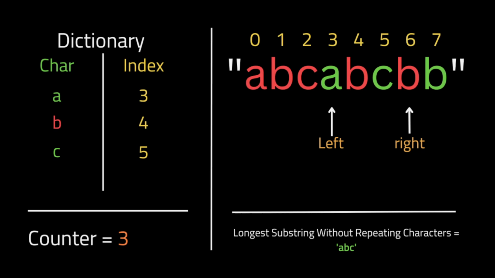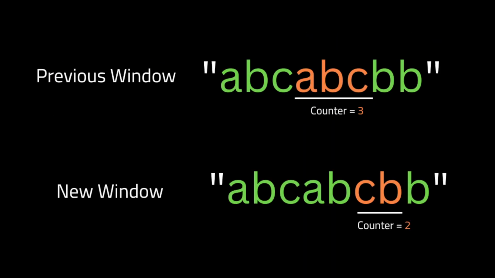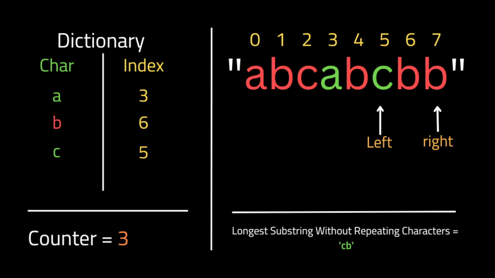Next, after moving the right pointer to the character B, we check the dictionary to determine if we have already seen the letter. Since the letter B was last seen at position 4, we need to open a new window by moving the left pointer to the position after the character B's previous position. In this case, since the left pointer is at position 5, we don't need to update the counter variable that stores the longest substring because the current window only contains 2 characters and the previous window contains 3. So instead, we simply update the value of the character B in the dictionary to 6 since this is the last time we saw it.